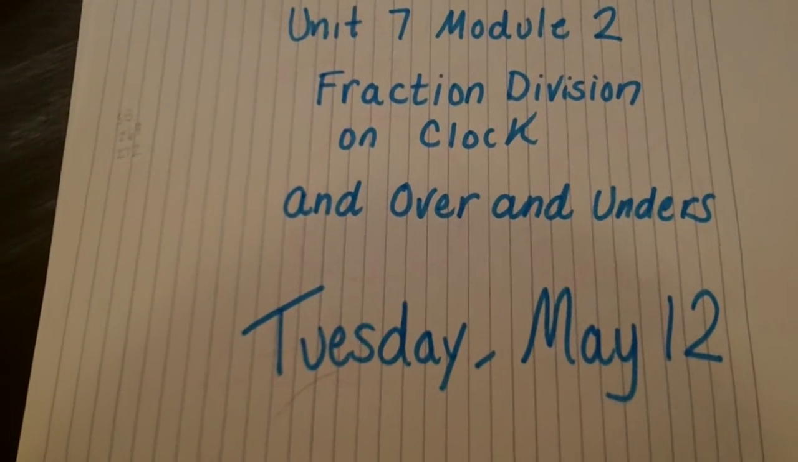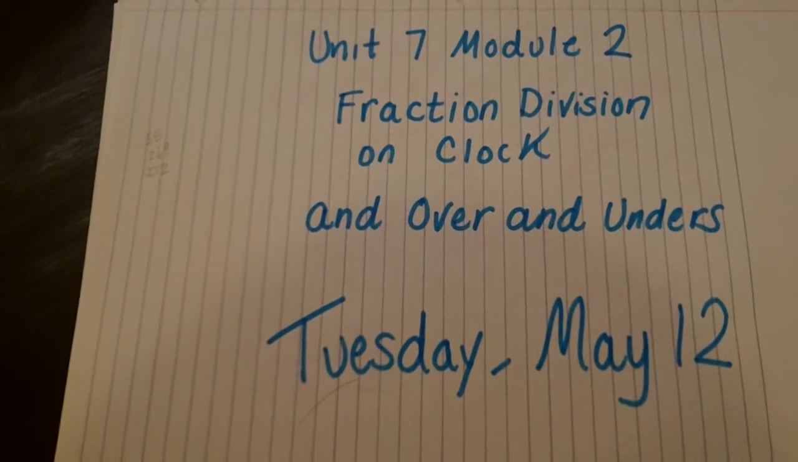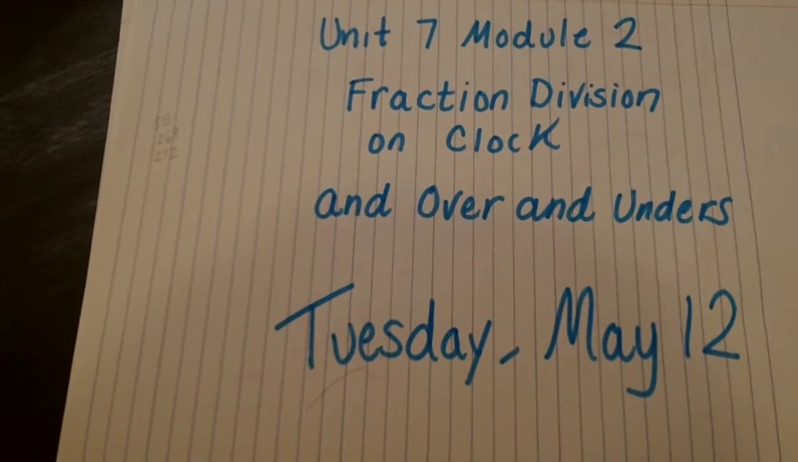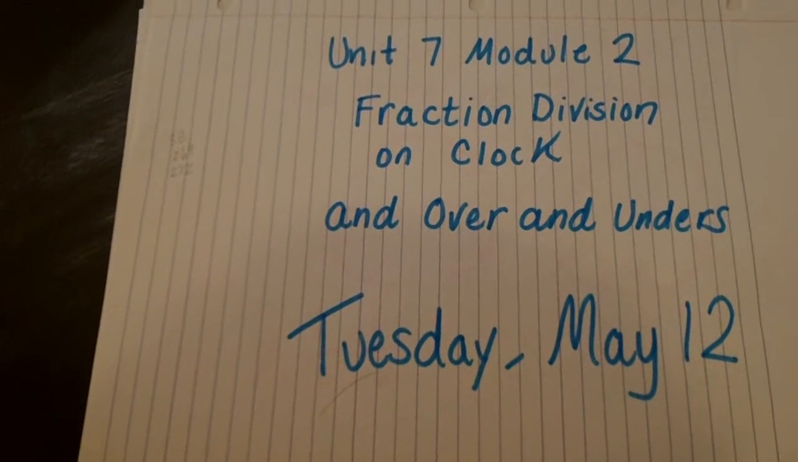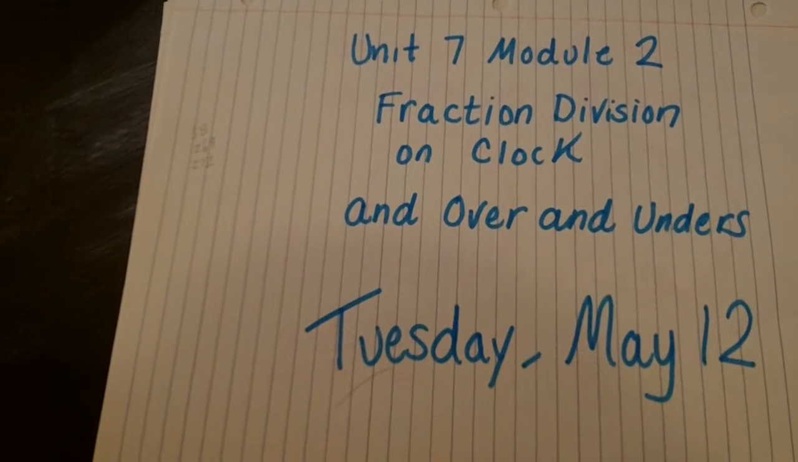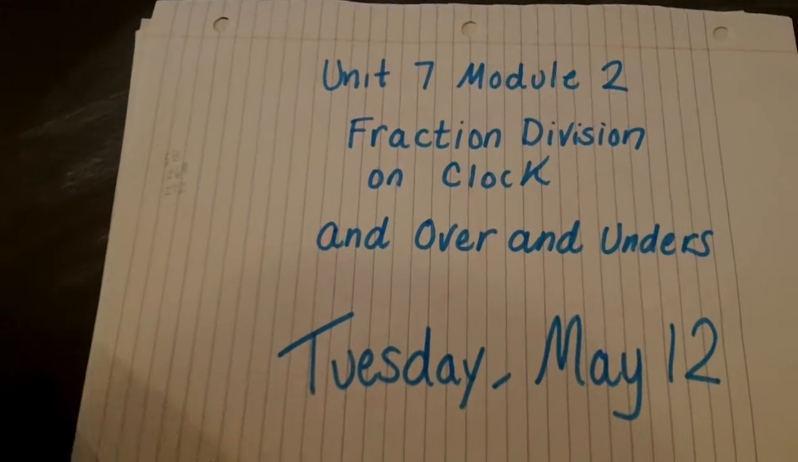Today we're going to continue on with Unit 7, Module 2, with fraction division problems on a clock, and continuing with the over and unders strategy that we learned earlier in the year with multiplication. Today is Tuesday, May 12th.